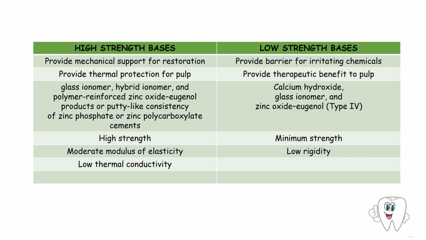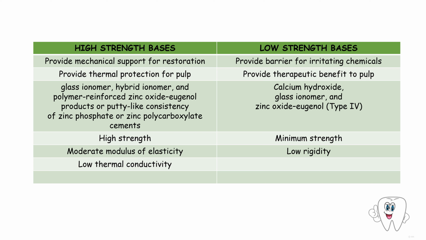Now there are two kinds of bases, high-strength bases and low-strength bases. High-strength bases provide the mechanical support for the restoration, while low-strength bases provide barrier for the irritating chemicals. High-strength bases provide a thermal protection for pulp, while low-strength bases provide therapeutic benefit to the pulp. Some of the high-strength bases are glass ionomer, hybrid ionomer, and polymer reinforced zinc oxide eugenol products or putty-like consistency of zinc phosphate or zinc polycarboxylate cements.